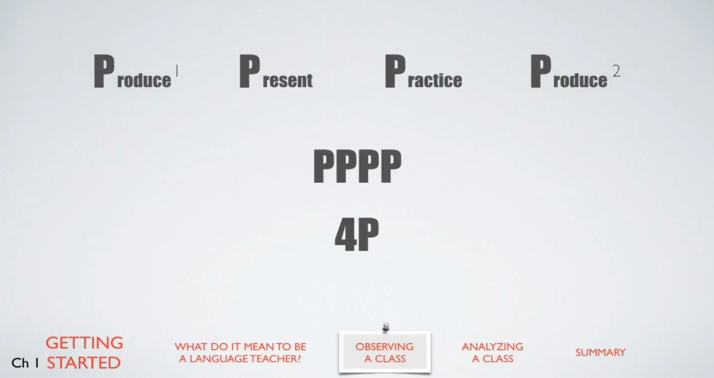I don't want to get into this too much here, but personally, I don't mind the PPP structure. However, I would like to add an extra P at the beginning, kind of like PPPP, or 4P, I guess. I would like to see production 1 at the beginning, then production 2, which is a slightly more advanced version of the first production task, at the end.